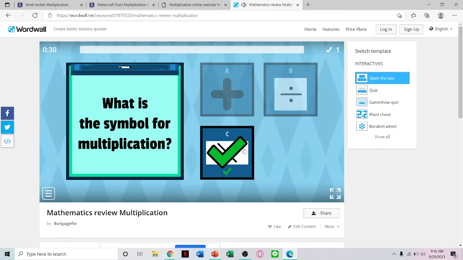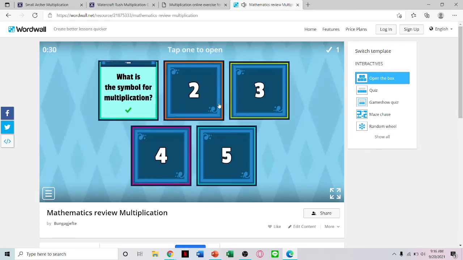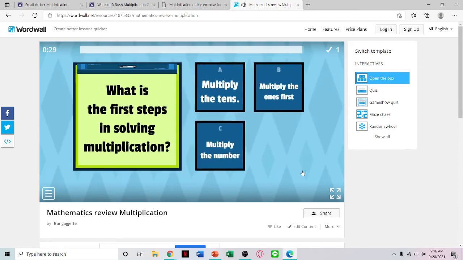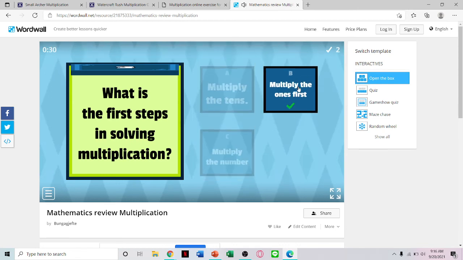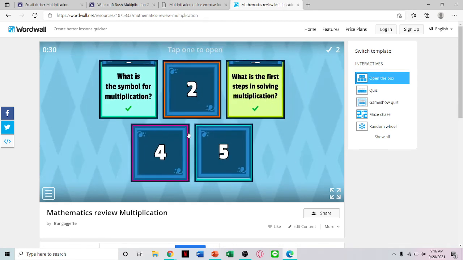C. Next, we have number 3. What is the first step in solving multiplication? Multiply the tens, multiply the ones, or multiply the number? The first step is to multiply the ones first. Yes, the numbers in the ones place.